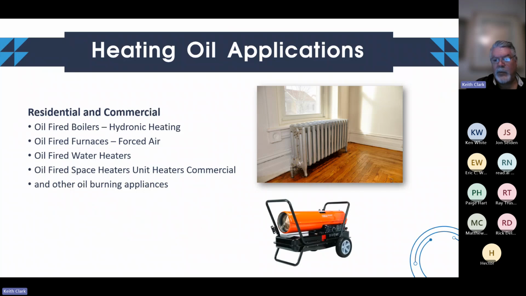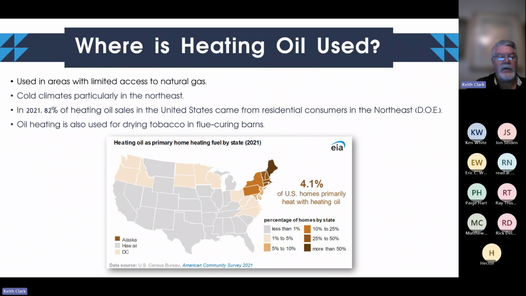And other oil burning appliances. There are other things out there that utilize that technology. Where is heating oil used? It's primarily in the Northeast. So these are areas where they have limited access to natural gas. Cold climates, particularly in the Northeast. In 2021, DOE says 82% of heating oil sales in the United States came from residential consumers in the Northeast. So that's a pretty considerable stat. And so most of it is up here, and Alaska also was really big on heating oil.